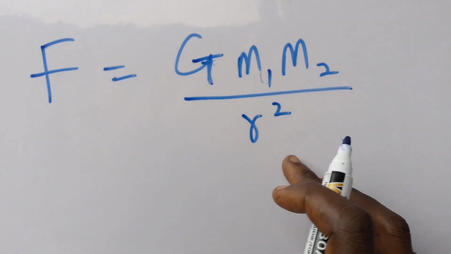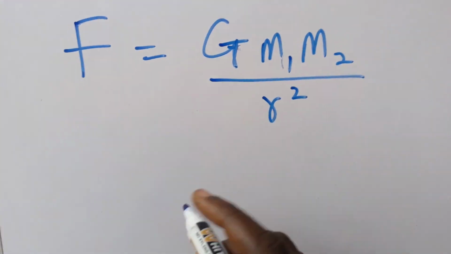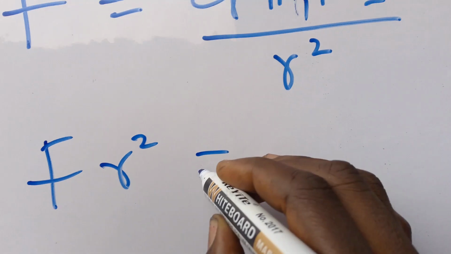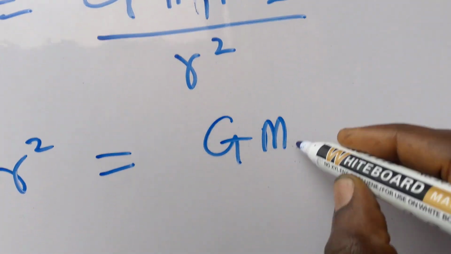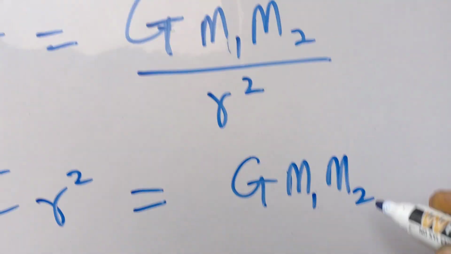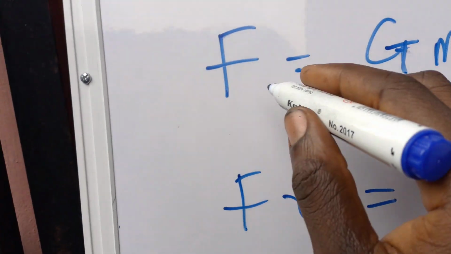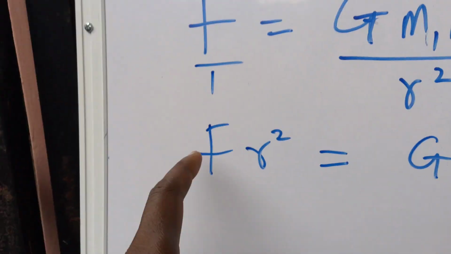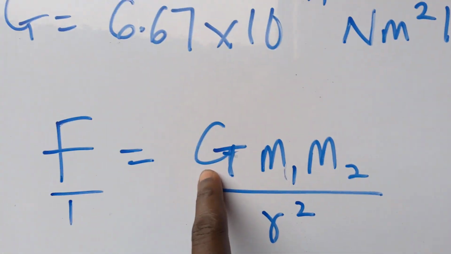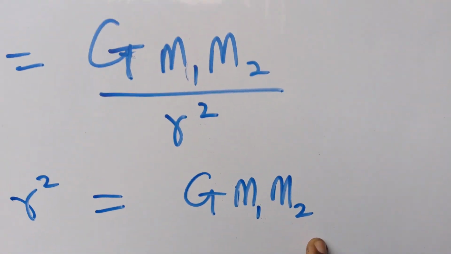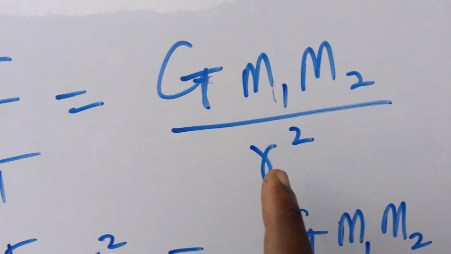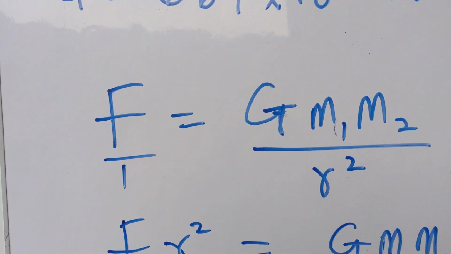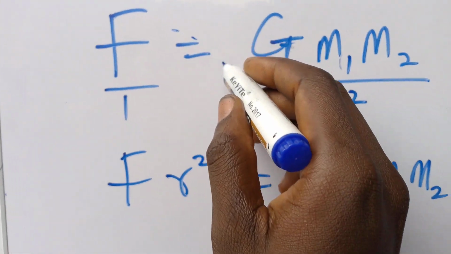Okay, and we're going to make r the subject of formula. If I cross multiply, I'll have F r square equal to G m1 m2. Why? Because this F has a denominator of 1. So if I cross multiply, we multiply G m1 m2 by 1, and F we multiply by r square, and that is F r square.